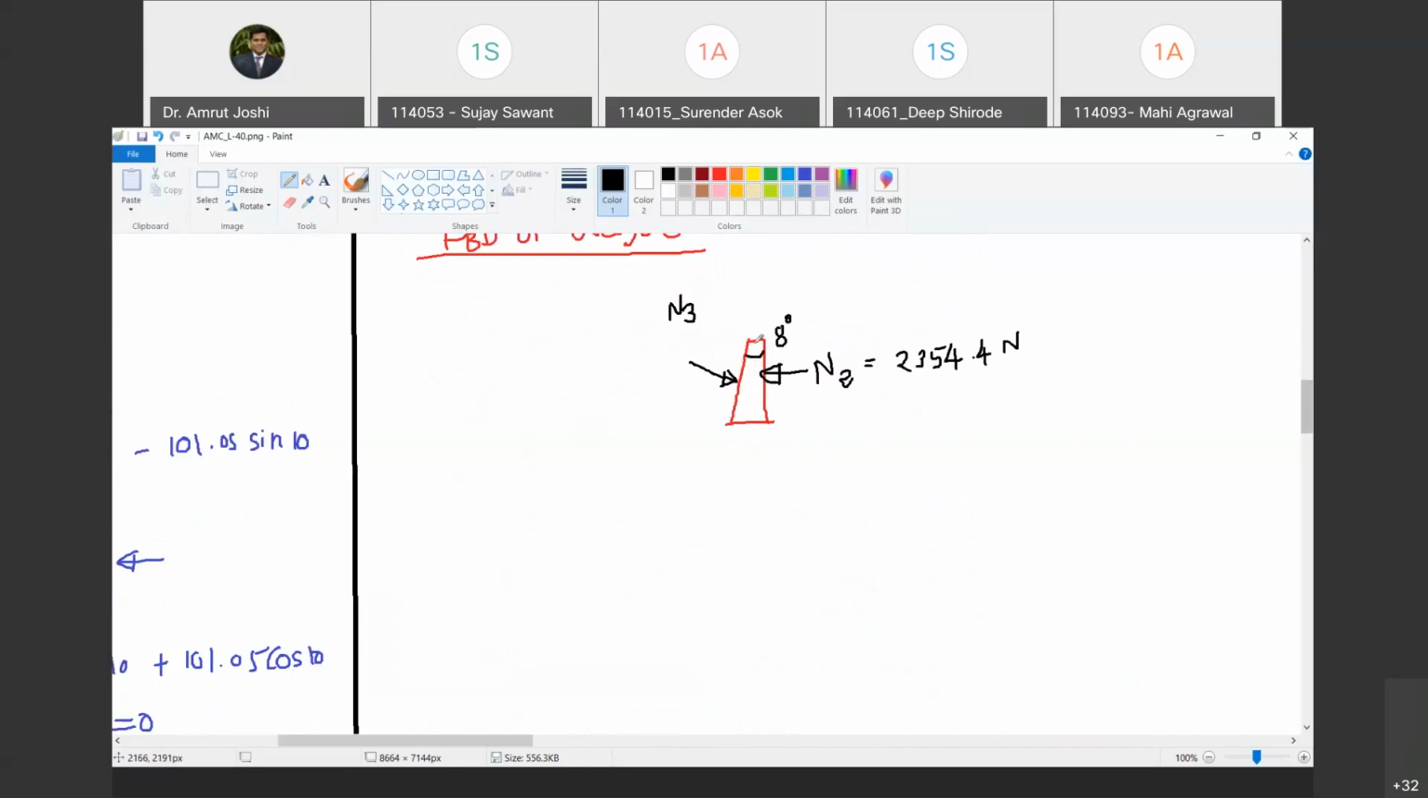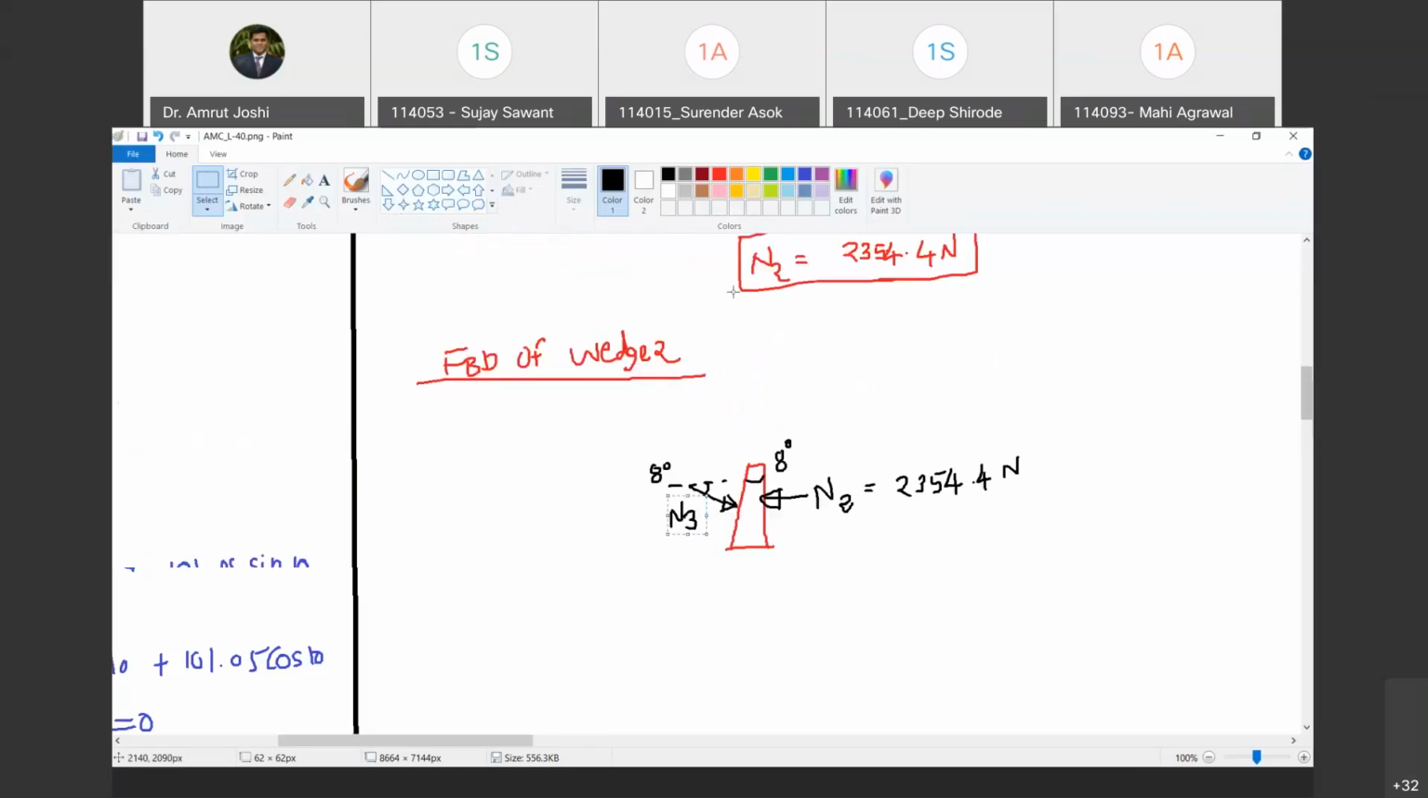Yes, sir. Now N3 is perpendicular to this surface. So with horizontal, it is going to make an angle of 8 degree. Do you agree with me? Yes, sir. So N3 makes an angle of 8 degree with horizontal. That you have to understand. And the angle between the lines is same as angle between their perpendiculars. What else is going to be there?